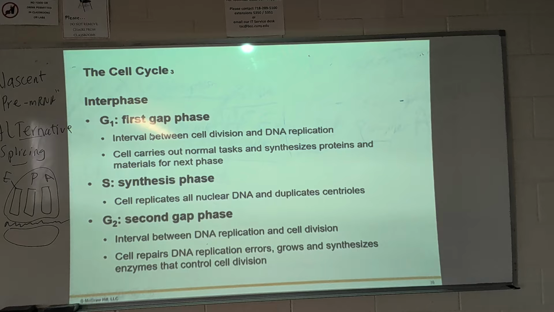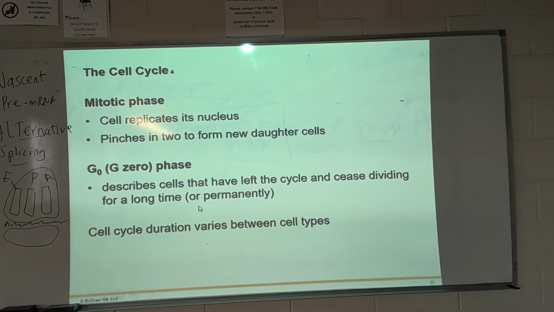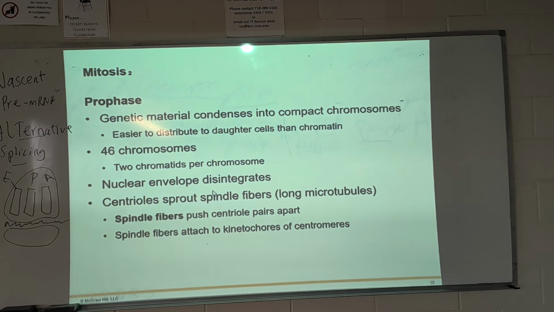If you look now, there's a first gap phase, so it's an interval between the cell division and DNA replication. So the cell carries out normal tasks and synthesizes proteins and materials for the next phase. S phase is when we replicate the DNA, and the G2 phase is the second gap phase. Okay. So you need to know the distinctive structures of mitosis.